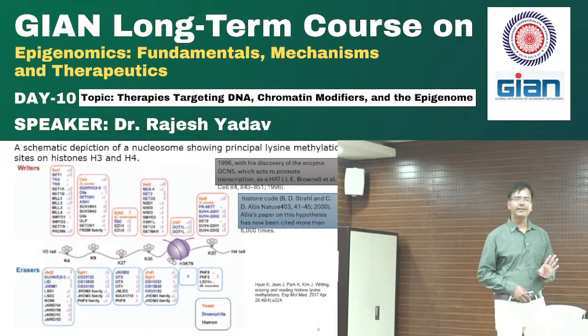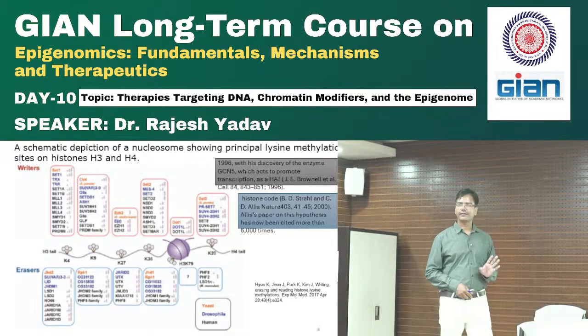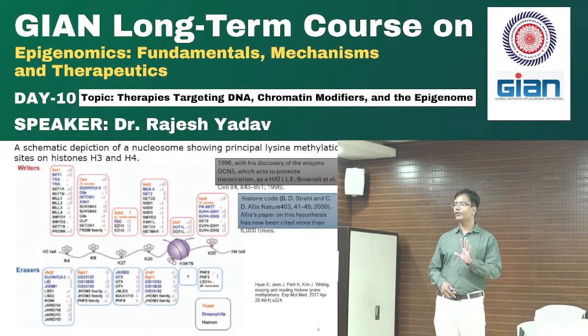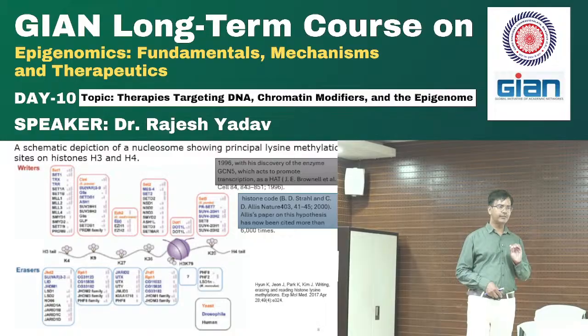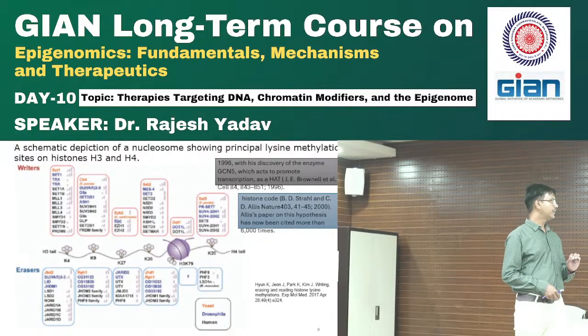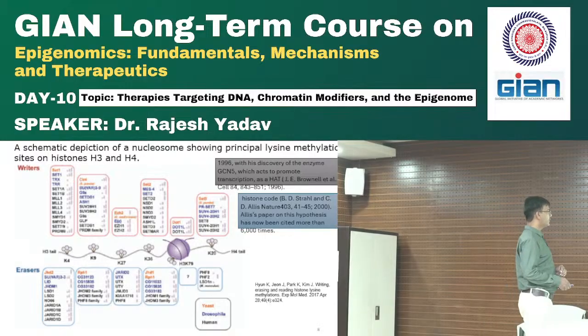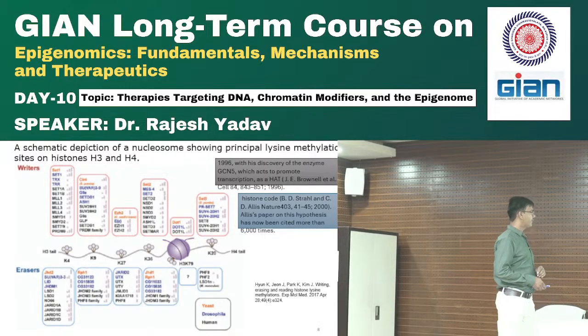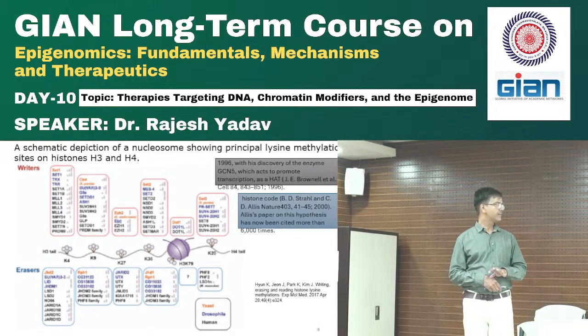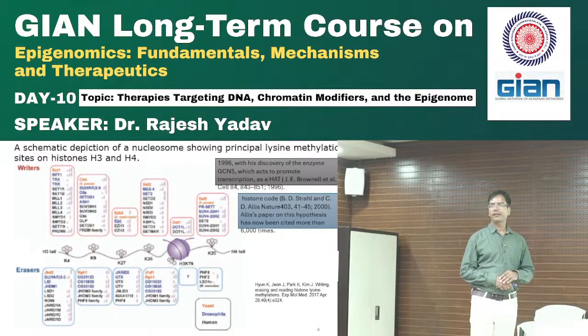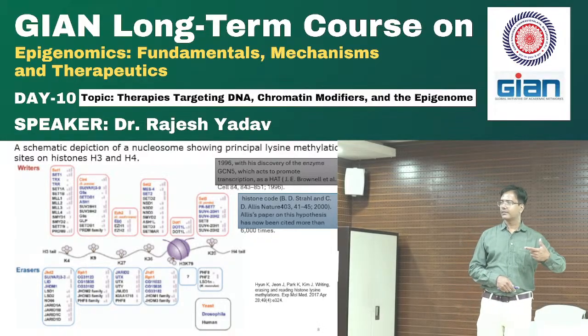So the field is very vast, but as a student you want to go into the field, right? Then you have to go slowly. So I will say that first focus on these 5 residues: K4, K9, K27, K36, K79, K20. If you just think about those, take any one of these and learn the whole process.